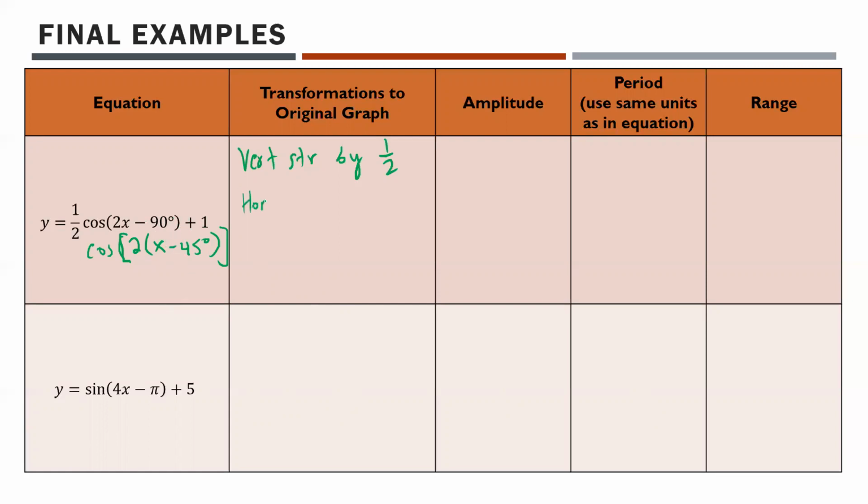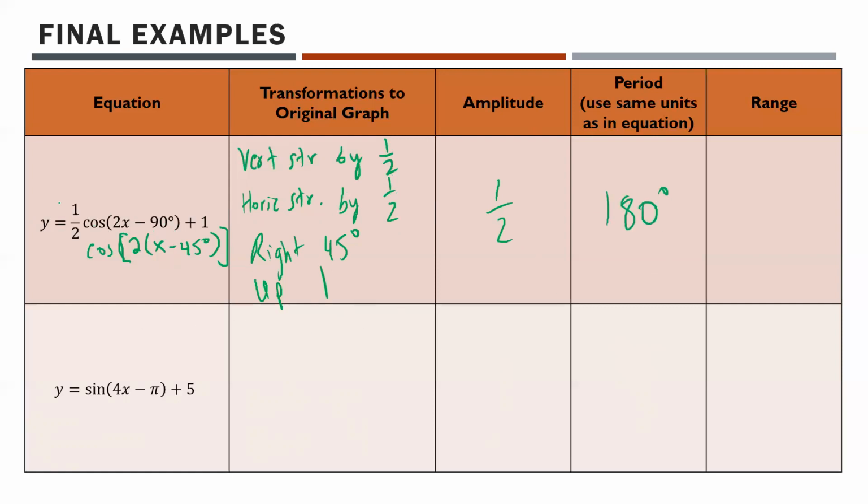Once you have the nested brackets, now you're in the clear to start talking about your other horizontal stuff here. So we have a horizontal stretch, not by 2, but by 1/2. Then we're moving to the right by 45 degrees. And then we're moving up 1. Amplitude here is going to be your A value, so your amplitude is 1/2. Your period, of course, is just going to be your horizontal stretch times the same unit as your equation. So 360 is usually what our period would be here, but we're timesing it by 1/2. So the period here is just 180 degrees.